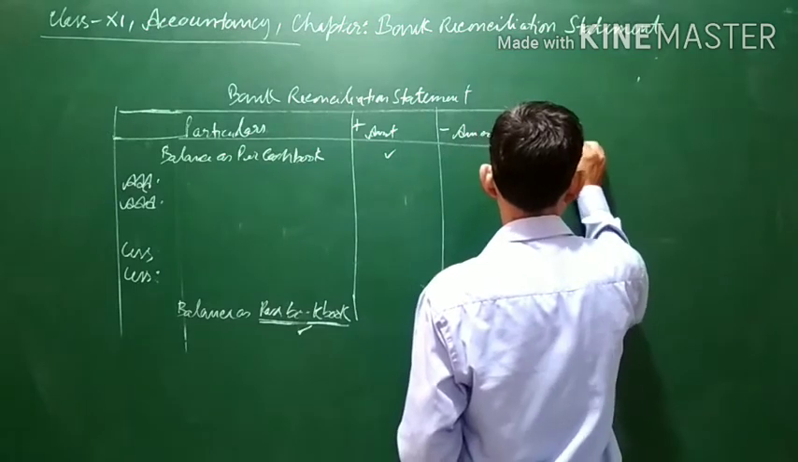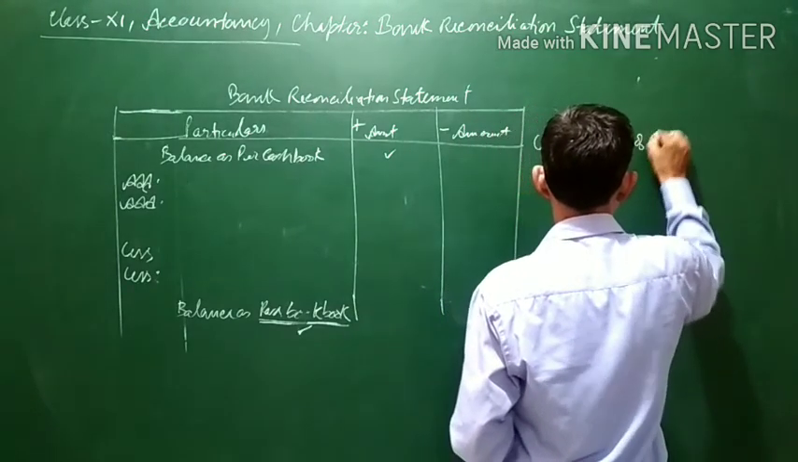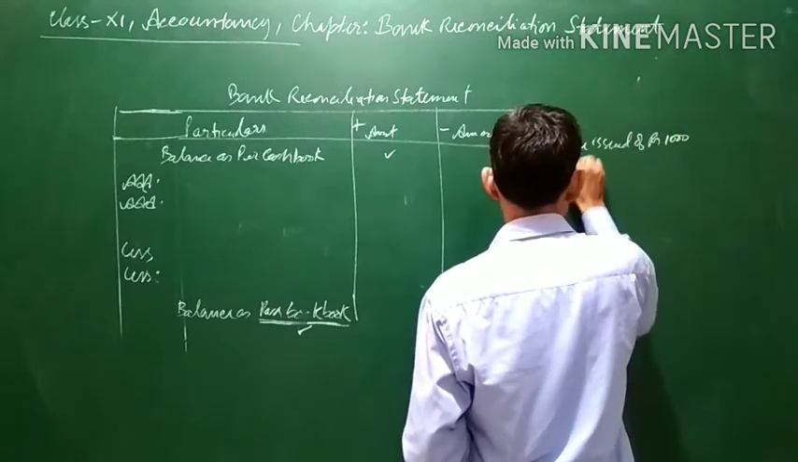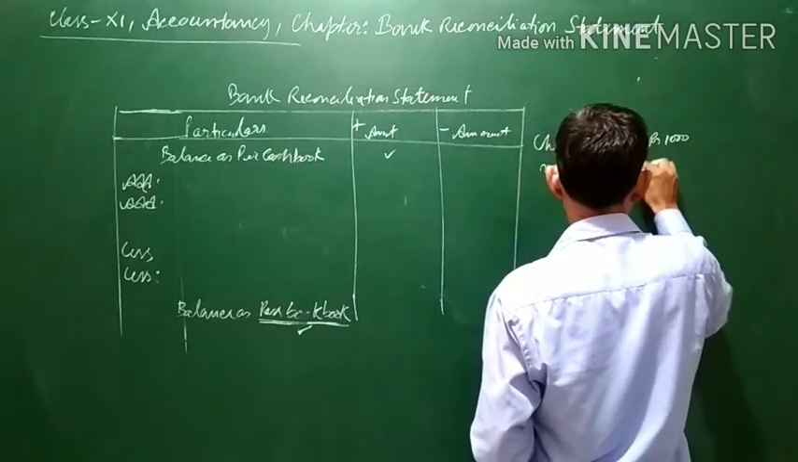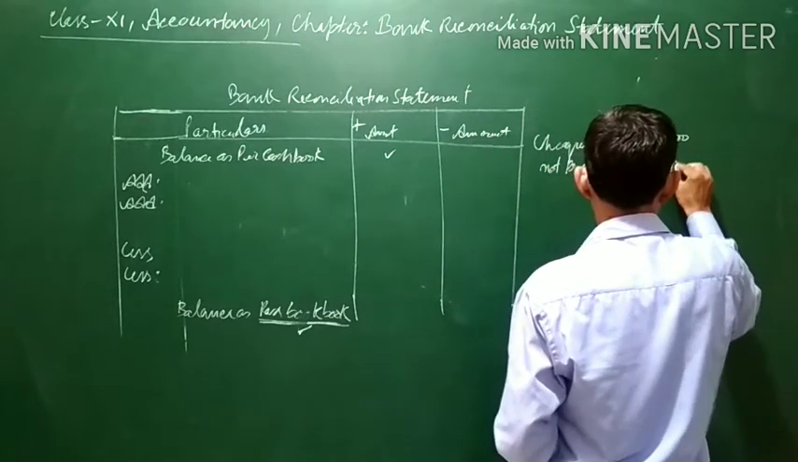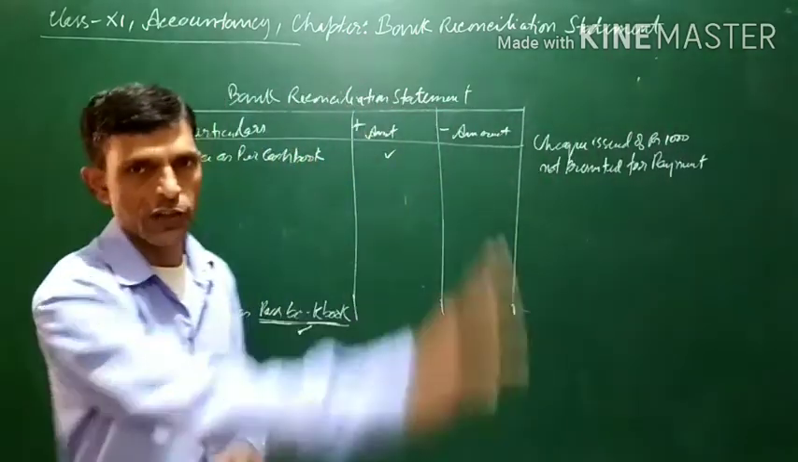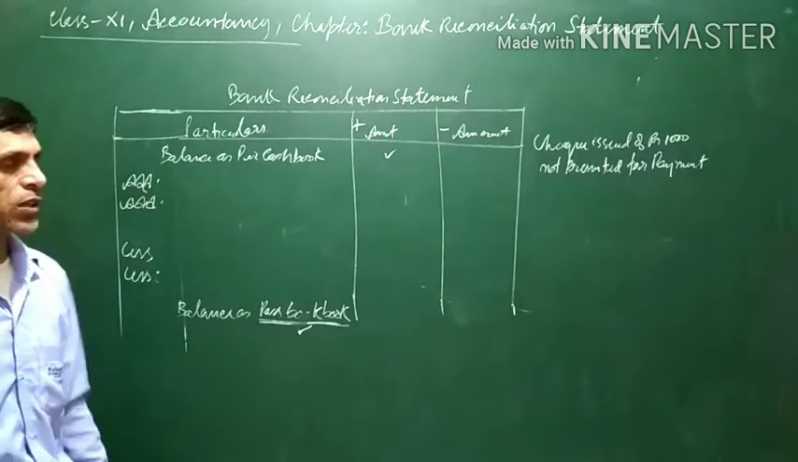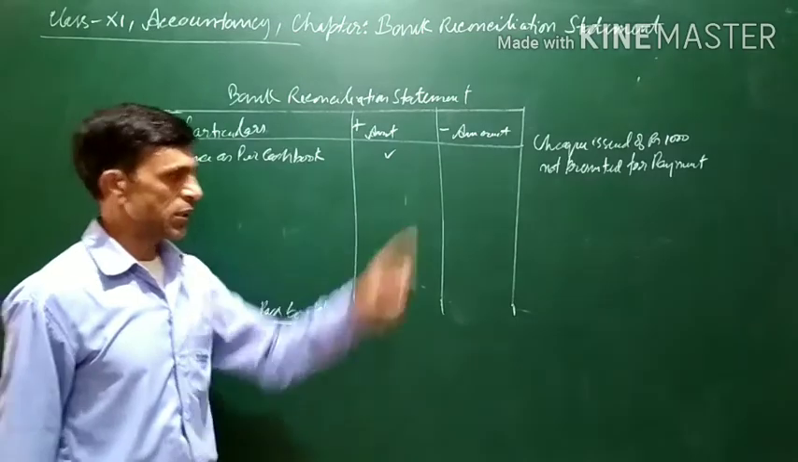Check issued of rupees 1,000, not presented for payment. Now this is the question. Suppose this is a transaction, a statement which is given. A check of rupees 1,000 has been issued to a party and not presented for payment.